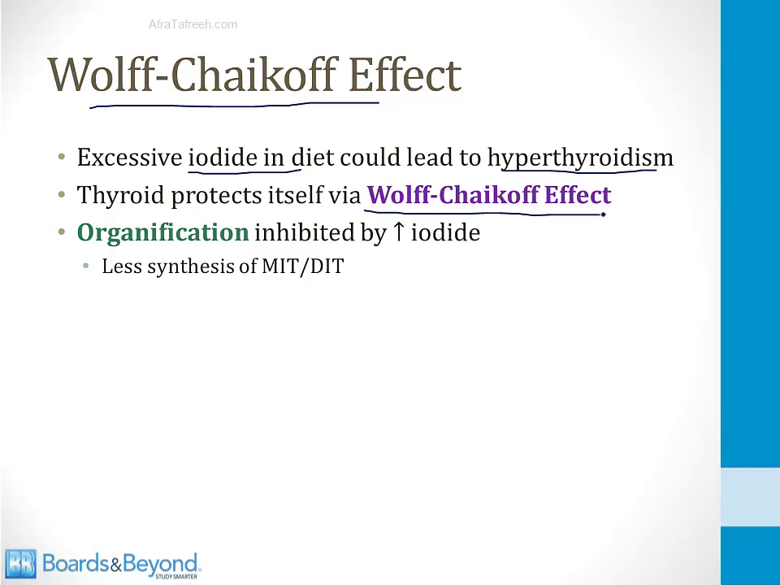called the Wolff-Chaikoff effect. And the Wolff-Chaikoff effect results in inhibition of organification when the level of iodide gets too high. This leads to less synthesis of MIT and DIT, and this probably developed evolutionarily to protect us from excess thyroid hormone in settings where we consumed too much iodide in our diet.